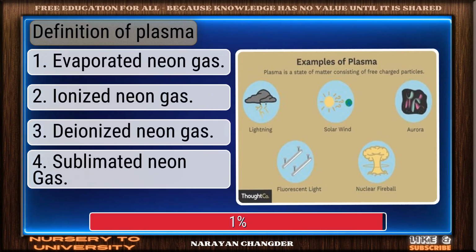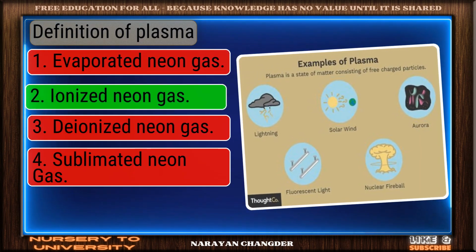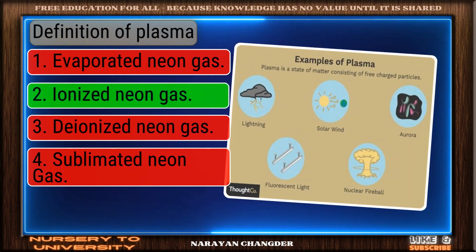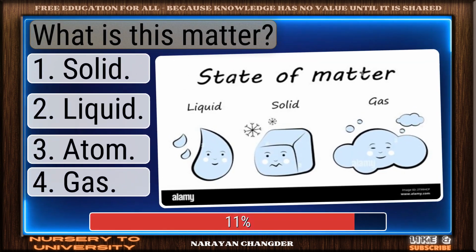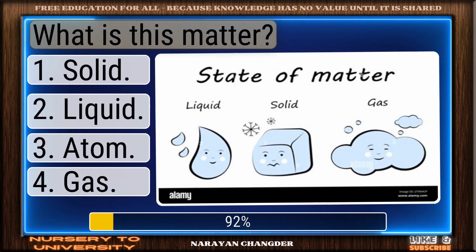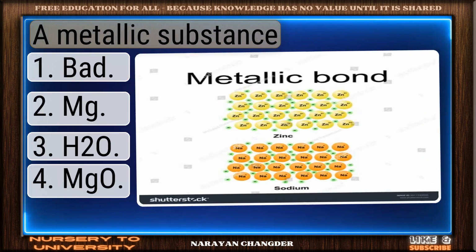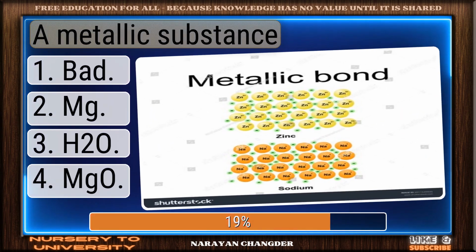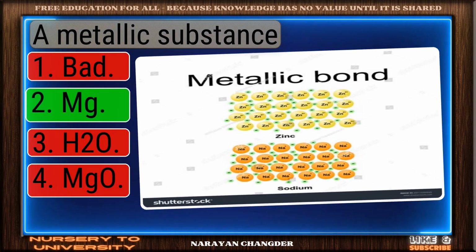Definition of plasma. Great thinking. Ionized neon gas is the right choice. What is this matter? You chose gas, and it is correct. A metallic substance. Bravo, Mg is the answer.